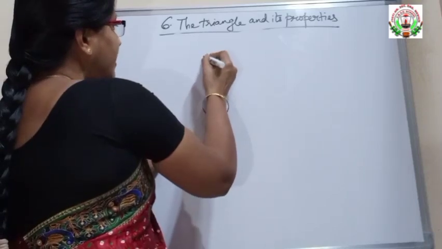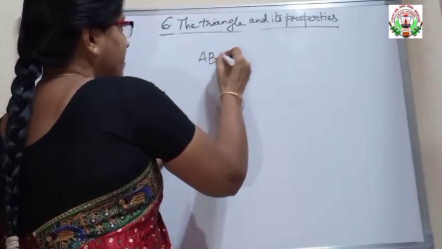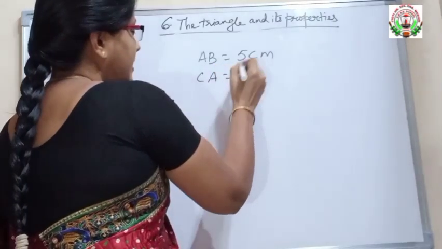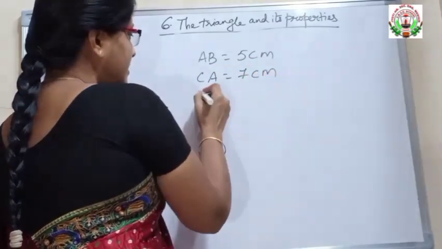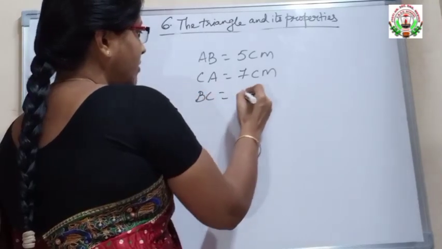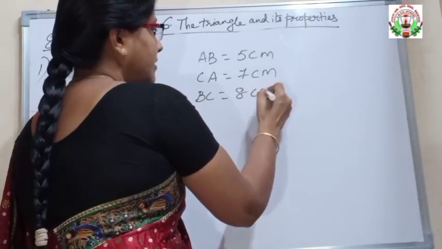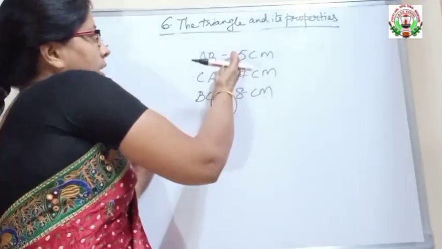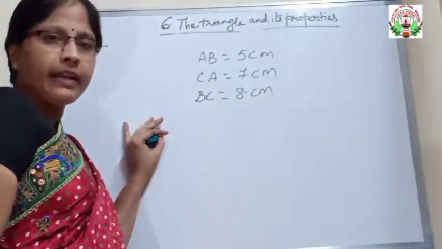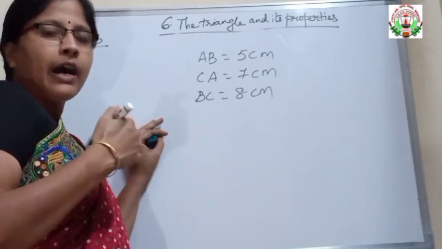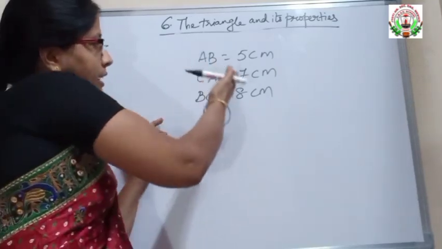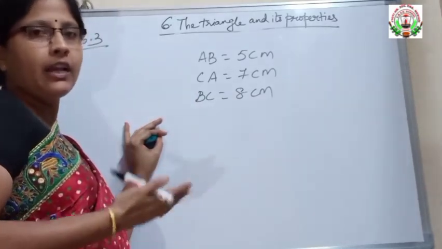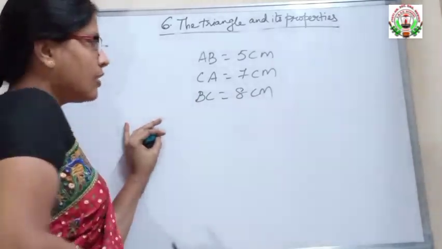See, for example, AB is equal to 5 centimeters, CA is equal to 7 centimeters and BC is equal to 8 centimeters. This is an example I am telling you. I have given the three sides of the triangle. I want to know, by using these measurements, whether I can frame a triangle, whether I can draw a triangle or not. For that, how to solve?